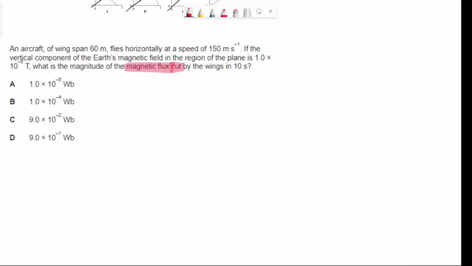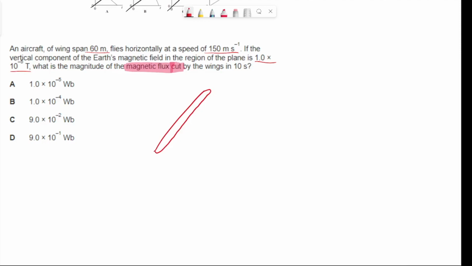So we have an aircraft wing of span 60 meters, traveling at a constant speed of 150 meters per second. It's traveling through the Earth's magnetic field, which is 1.0 times 10 to the minus 5 Teslas, and the question is to calculate the magnetic flux cut by the wing. So the diagram here helps to understand what is going on.